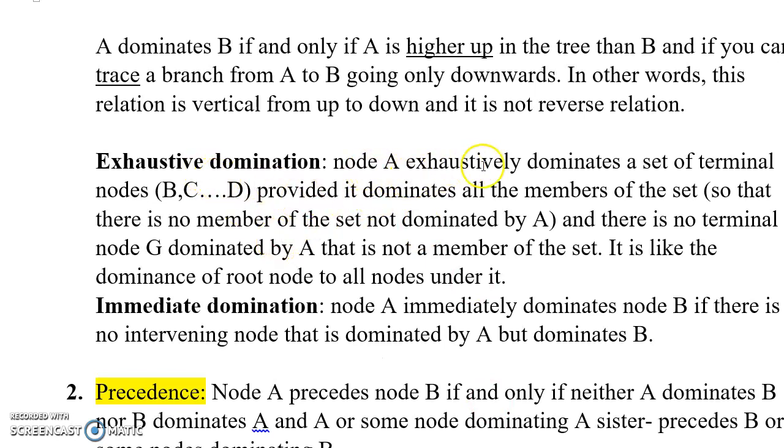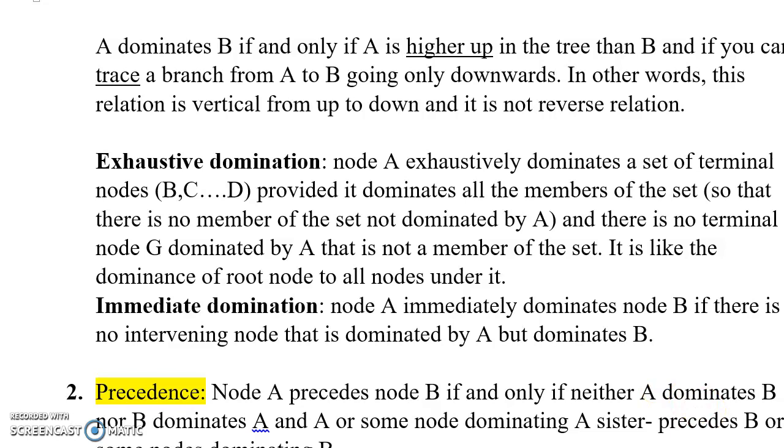So node A exhaustively dominates a set of terminal nodes provided it dominates all the members of the set, so that there are no members of the set not dominated by A. All of them are dominated by this mother. And there is no terminal node dominated by A that is not a member of the set. It is like the dominance of the root node over all nodes under it.